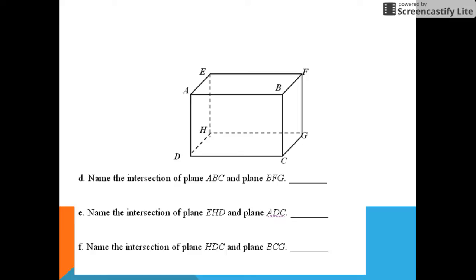The next question is the intersection of plane ABC in the front and plane BFG on the right side of the figure. When two planes intersect, it always makes a line or a line segment. In this case, that's segment BC. Then the intersection of plane EHD on the left face and plane ADC on the front face is segment AD, where those two planes meet. Then the intersection of plane HDC, which is on the bottom, and plane BCG on the right side, is segment CG.